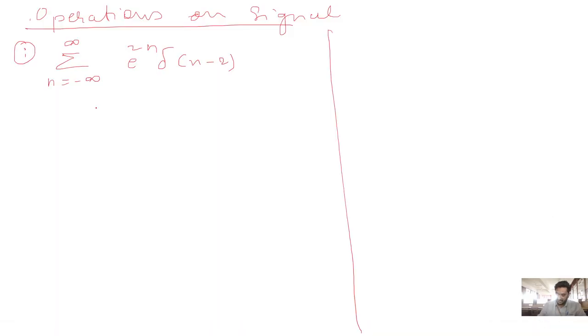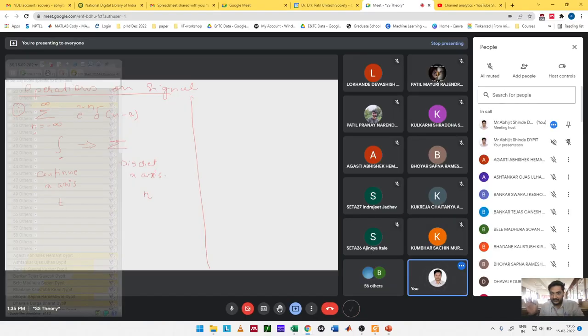Understand one thing. We have studied integration. Integration or summation, both are the same thing. So instead of summation, if I write integration here also, it will work. But we use integration when there is a continuous x-axis. This is a good thing that you raised this. We use summation whenever there is a discrete x-axis. Am I clear? Continuous x-axis means t, and discrete means n, right? Abhishek, Pranay, am I right? Yes sir.